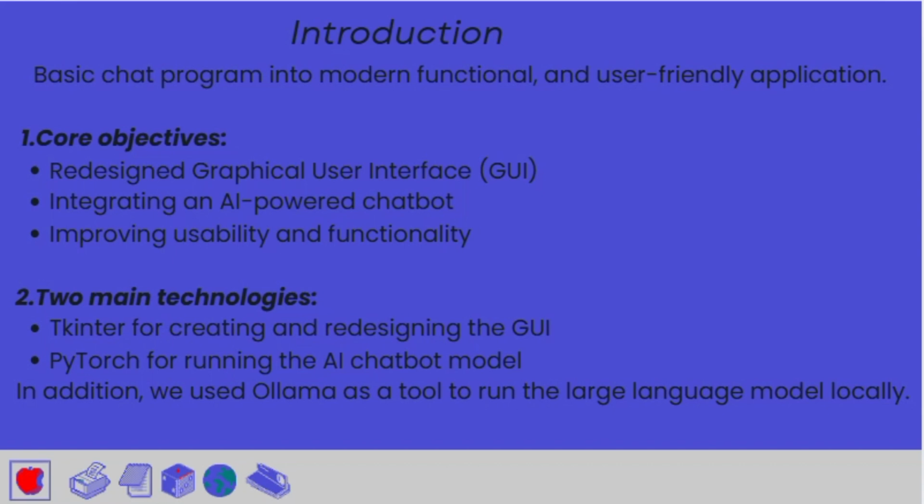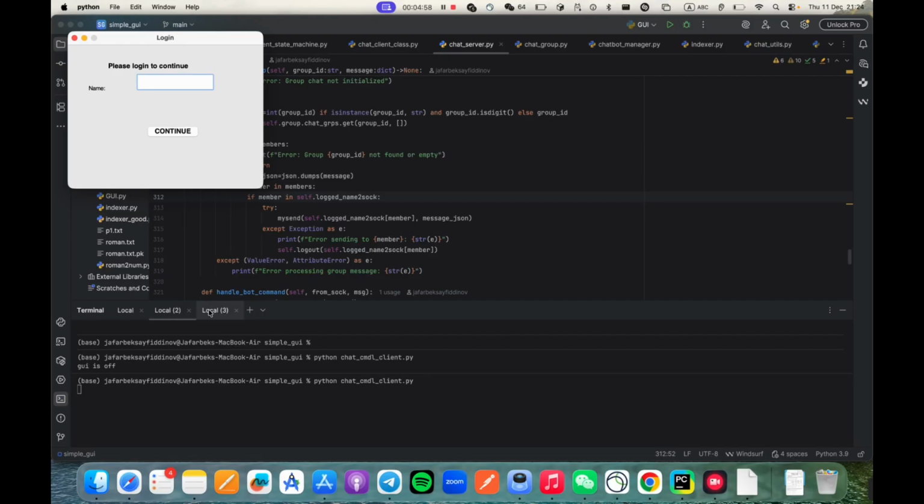To build this project, my teammate and I relied on two main technologies. The first one is Tkinter for creating and redesigning the GUI. The second one is PyTorch for running the AI chatbot model. In addition to all of this, we used Ollama as a tool to run the large language model locally. During development, my teammate and I worked independently on our own components using VSC, and we merged our progress through GitHub. Now I'm going to walk you through the demo.